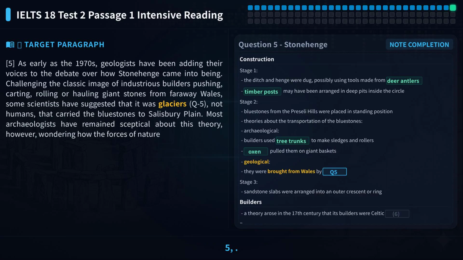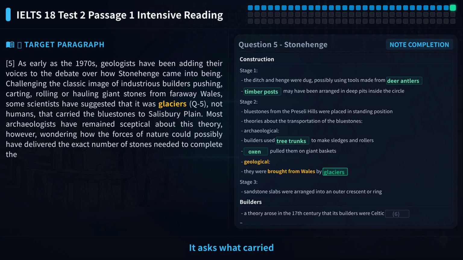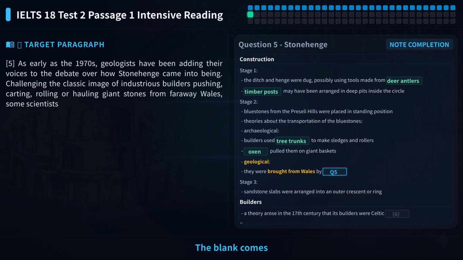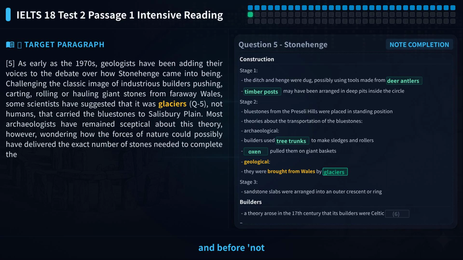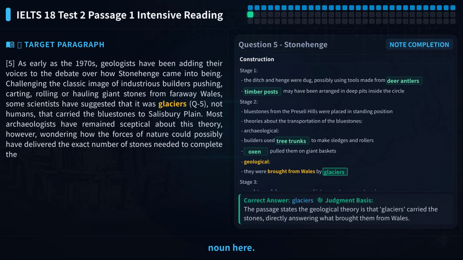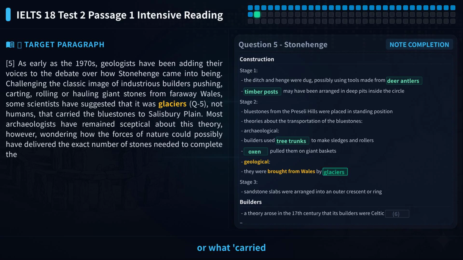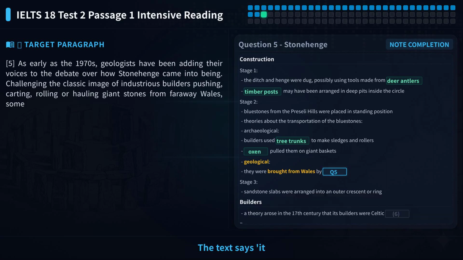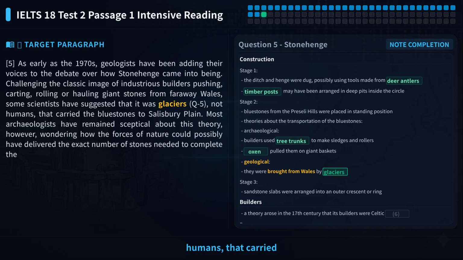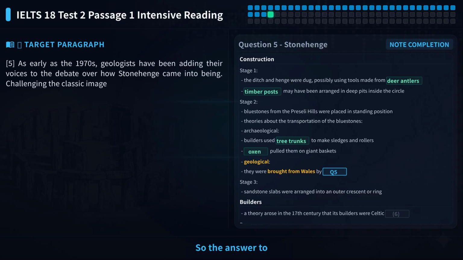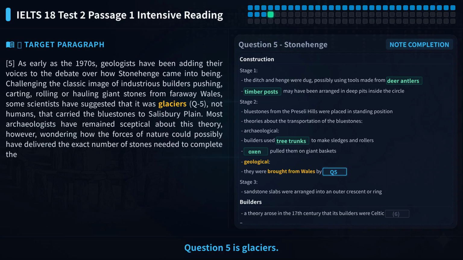Let's look at question 5. It asks what carried the bluestones from Wales to Salisbury Plain. The blank comes after it was and before not humans, so we need a singular noun here. Let's go to paragraph 5 and find who or what carried the bluestones. The text says it was glaciers, not humans, that carried the bluestones. The answer word glaciers appears directly here. So the answer to question 5 is glaciers.